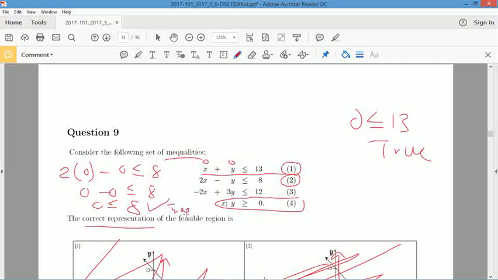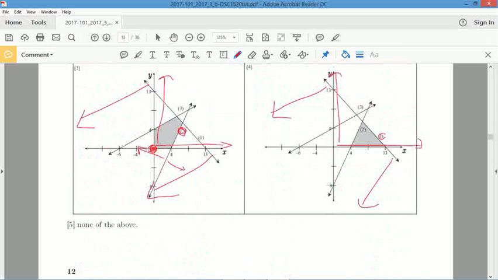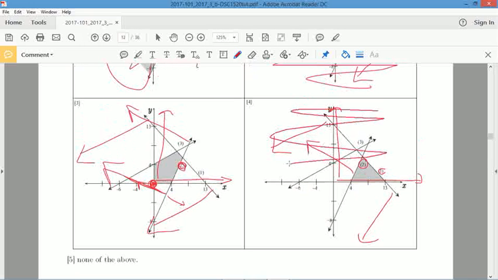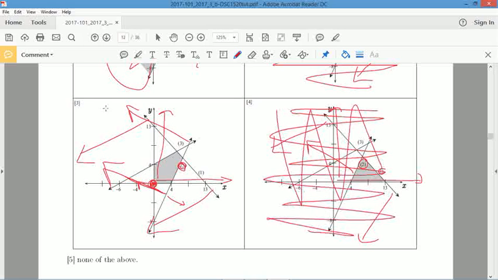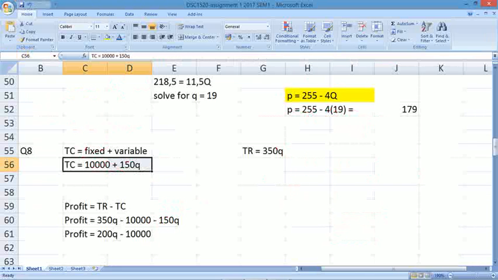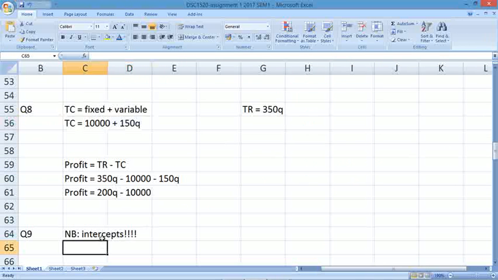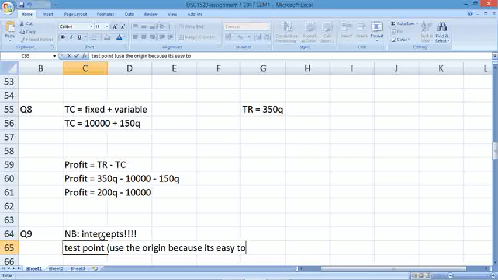Yes, so that's true. So I'm definitely looking at that side of the line, which is that feasible region. Looking at this graph, there's line number 2. It's not looking at this side, it's looking at the opposite side. So option number 4 is out. Option number 3 is correct. 3 is the correct answer because you're looking at where everything intersects. Test points, use the origin because it's easy to substitute.